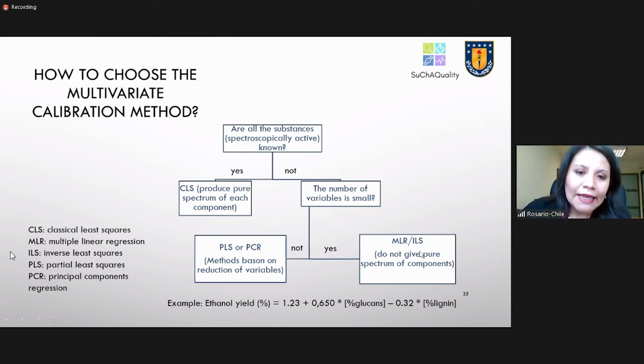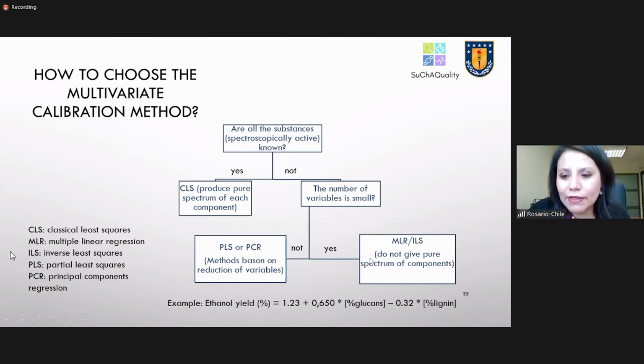By contrast, if we have a lot of variables, like in the case of spectra, we need to use methods based on reduction of variables. For example, using a first step like a PCA, but the methods based on PCA for quantification purposes are PLS or PCR. So we choose this kind of methods of reduction of variables.